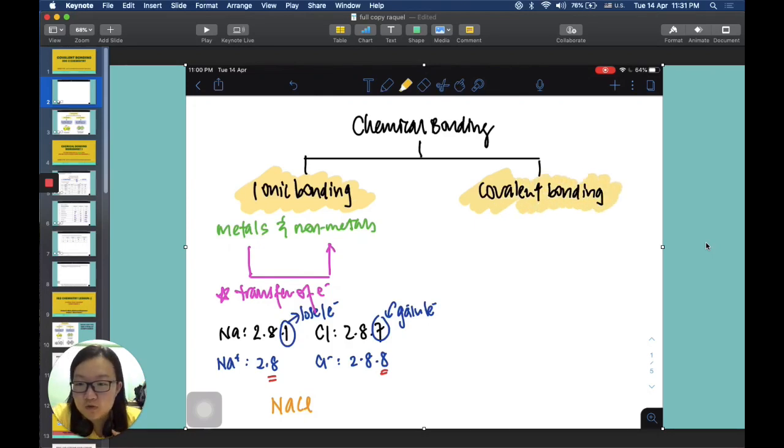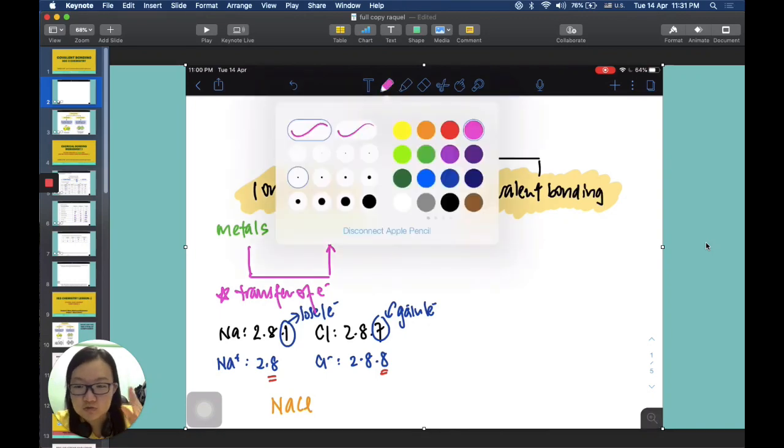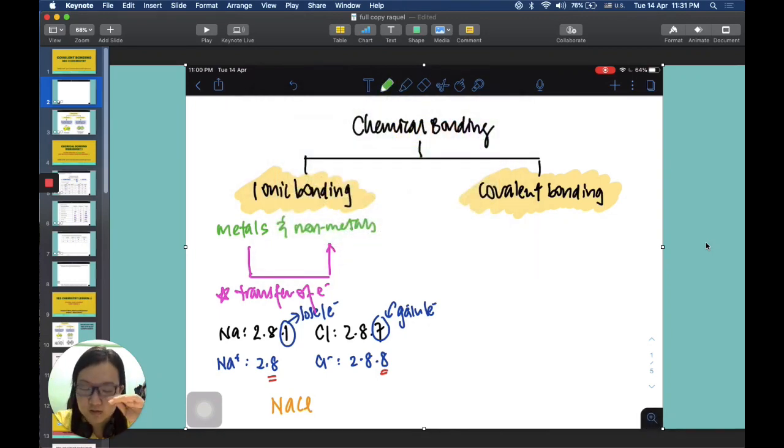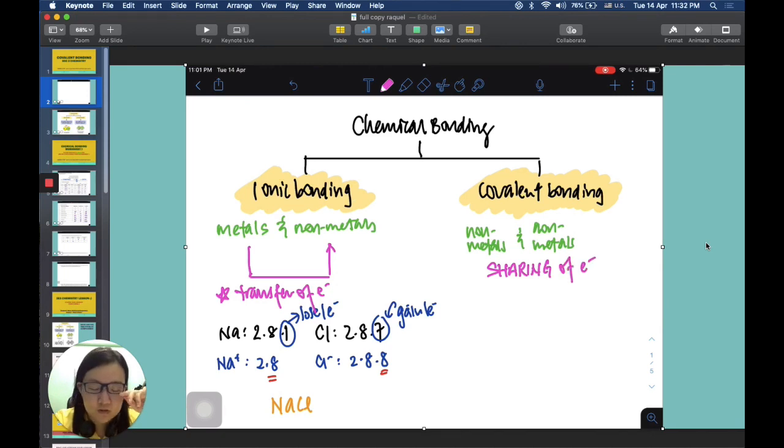Now, let's move on to covalent bonding. What is the difference? Let's do a side-by-side comparison. Ionic bonding is between metals and non-metals. Covalent bonding, on the other hand, is between non-metals. And in terms of electrons, covalent bonding is the sharing of electrons. Now, let me give you an example.